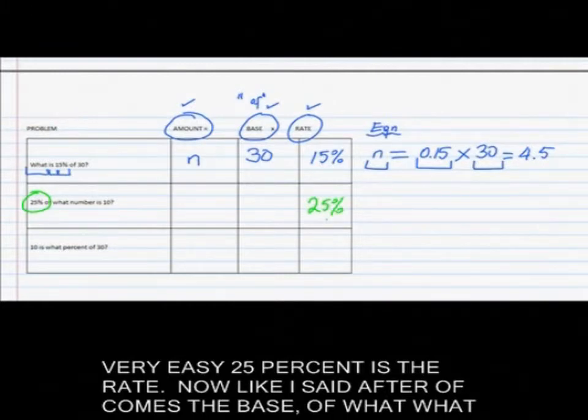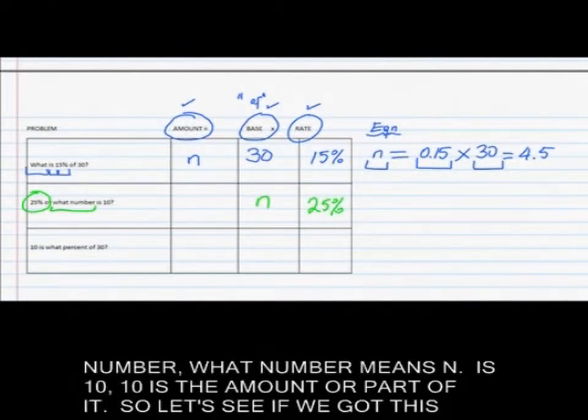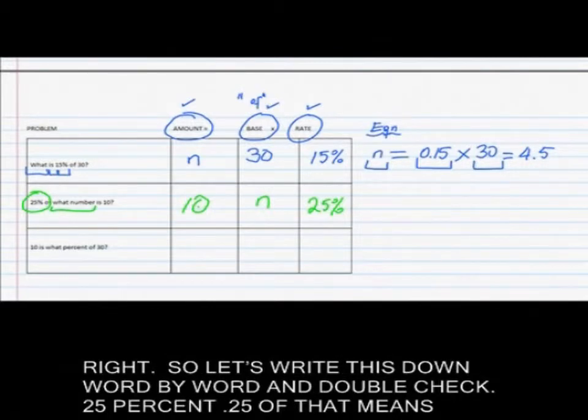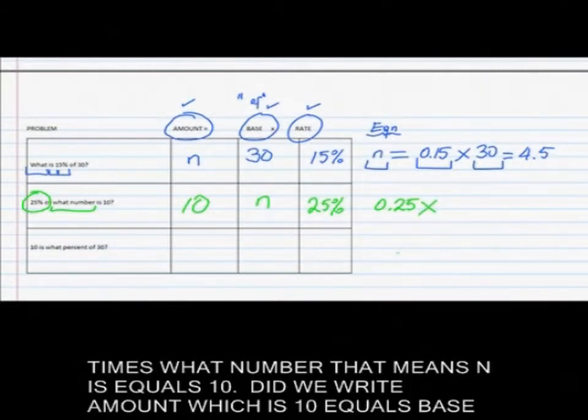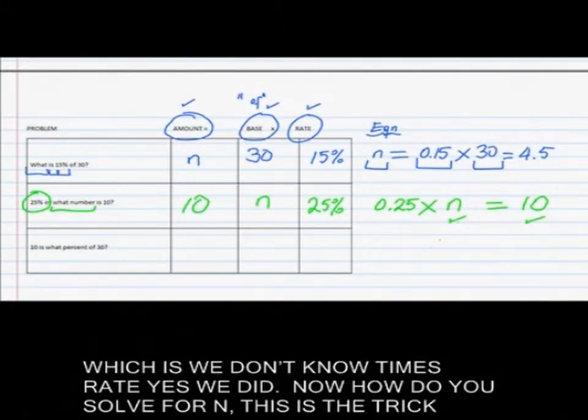Now, like I said, after "of" comes the base. Of what? What number? What number means n. Is 10? 10 is the amount or part of it. So let's see if we got this right. Let's write this down word by word and then double check. 25%, 0.25, of, that means times. What number? That means n. Is equals 10. Did we write amount, which is 10, equals base, which is we don't know, times rate?